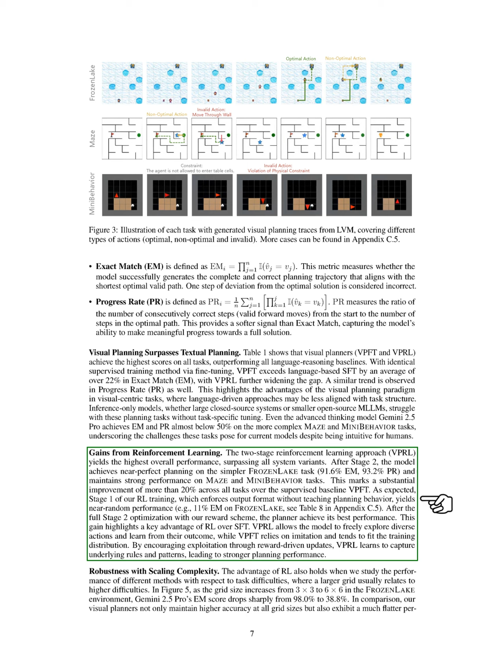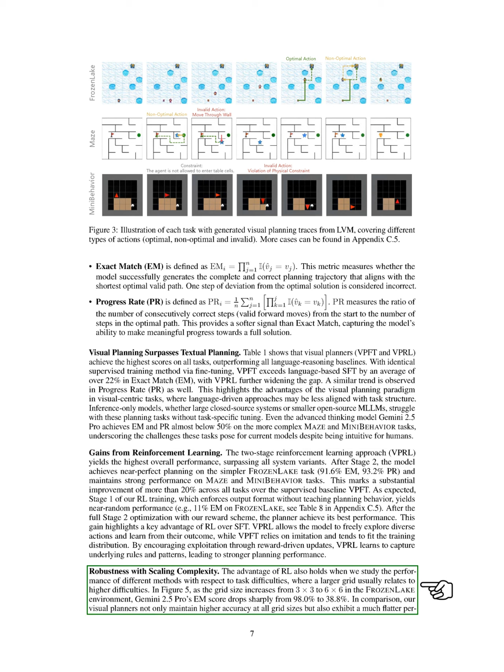The first stage of RL training, which focuses on output format without teaching planning, results in random performance. However, after full optimization in stage 2, the planner excels, highlighting the advantages of RL over SFT.